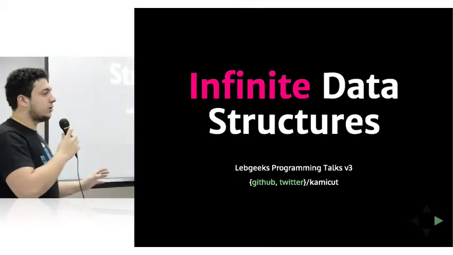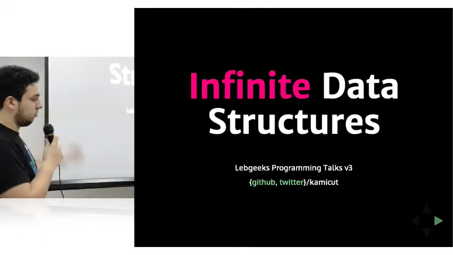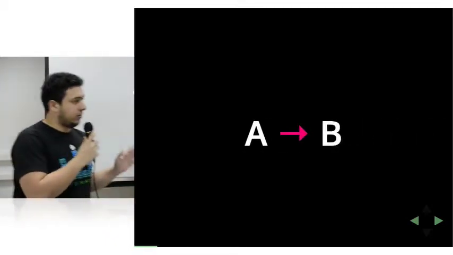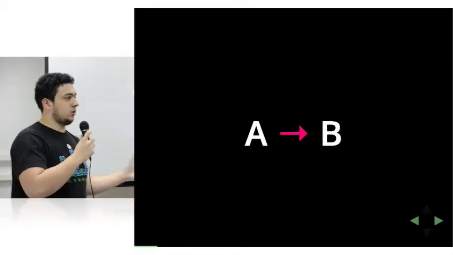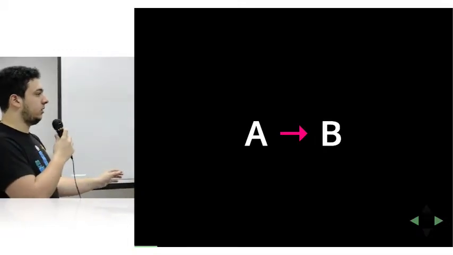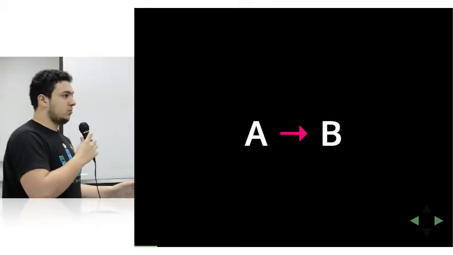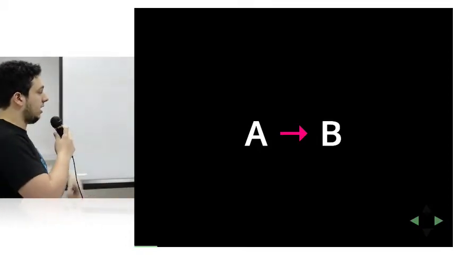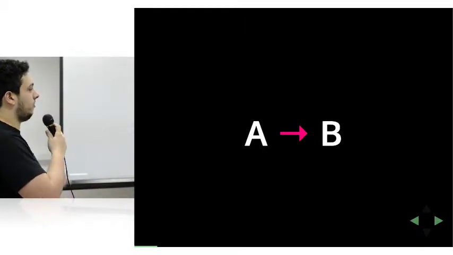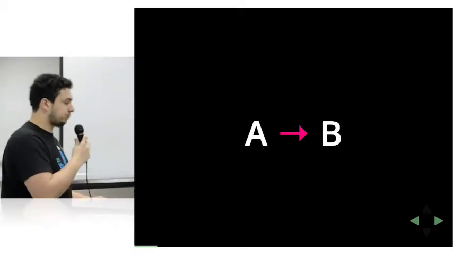Okay, so what I'm going to talk about today is infinite data structures. What does that mean? Let's start with a problem. You want to go from A to B. You have a chessboard, and you want to go from square A to square B. You want to represent all the possible paths from A to B in a data structure, and query that data structure for the first 20 paths, maybe the shortest paths, etc.